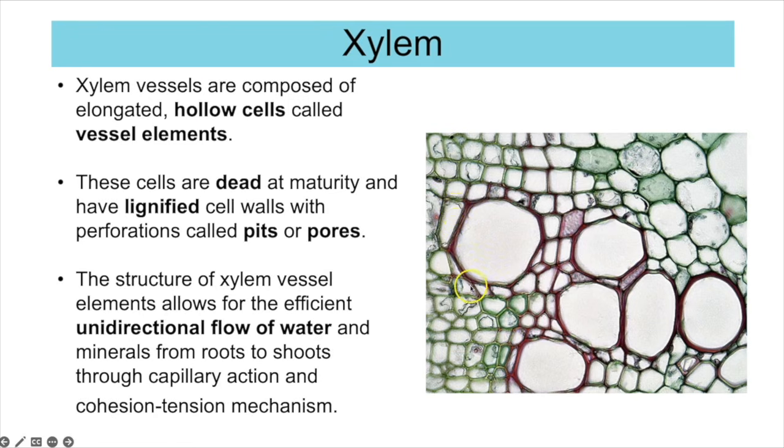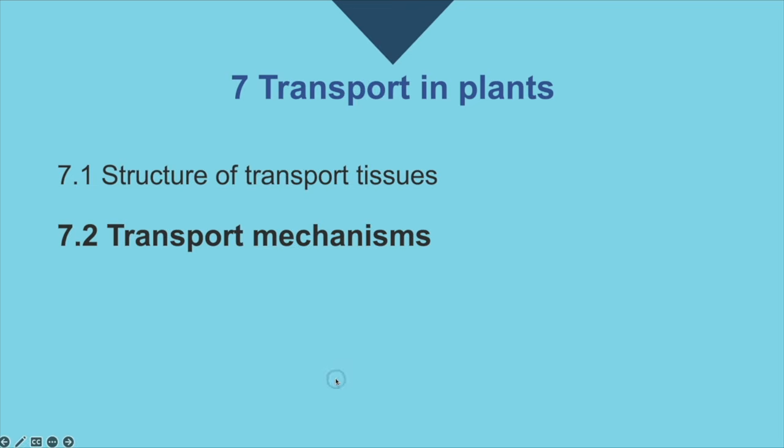As you go through the tube as well, there are perforations called pits or pores. The structure of the xylem vessel elements allows for the efficient unidirectional flow of water and mineral ions from the roots to the shoots through capillary action and cohesion tension mechanisms, because it essentially makes one continuous long hollow tube so water can flow through it as one continuous column of water.